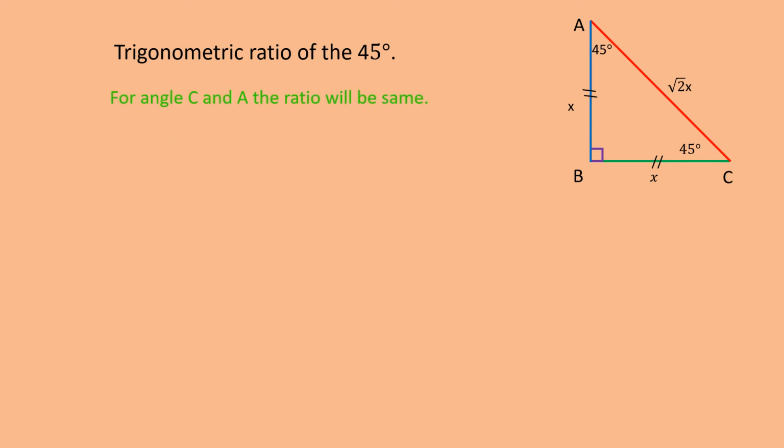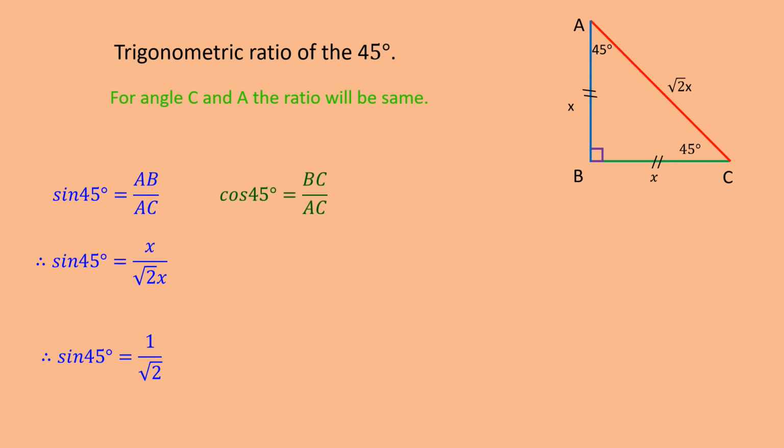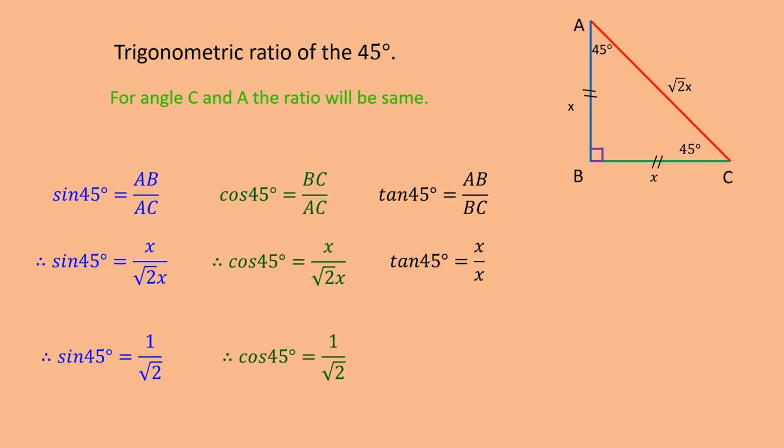So let us see. Sine 45 is as usual AB upon AC. So the answer you will get it as 1 upon root 2. Sine 45 is 1 upon root 2. Cos 45 is again simplify, you will get 1 upon root 2. And tan 45 is AB upon BC. So tan 45 is x upon x, which will give you answer as 1.